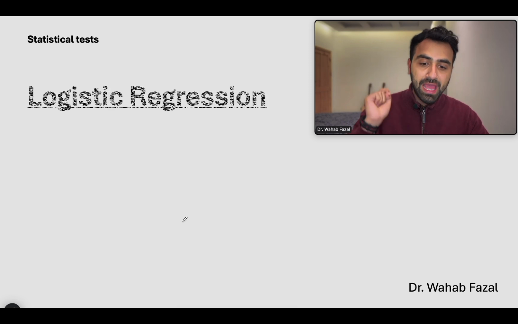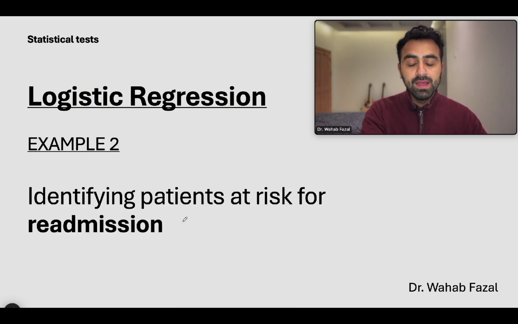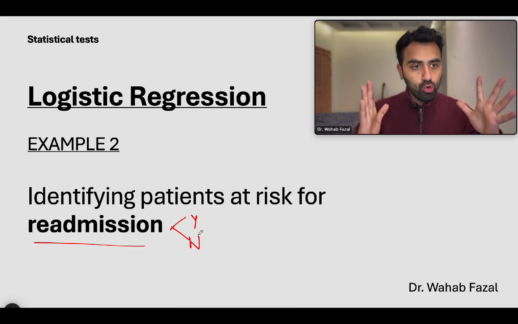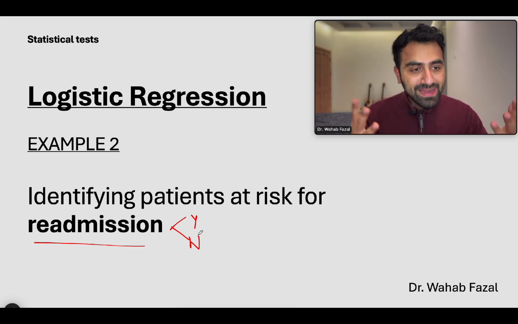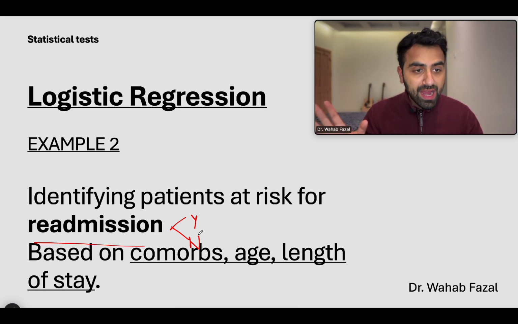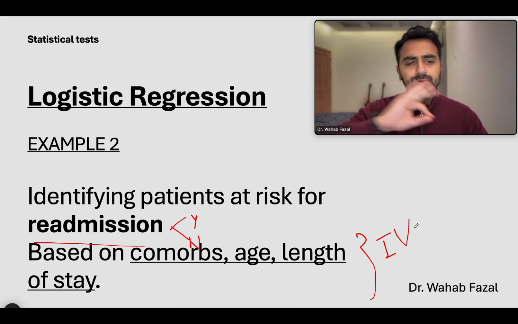Let's understand this with the help of another example. Identifying people at risk for readmission. So readmission will happen, yes or no. A simple, dichotomous outcome. The probability of a yes or no happening is what logistic regression gets you. And what are the independent variables? Well, you can have as many quantitative, qualitative, whatever kind of independent variables you want. Doesn't matter. We'll get it done.